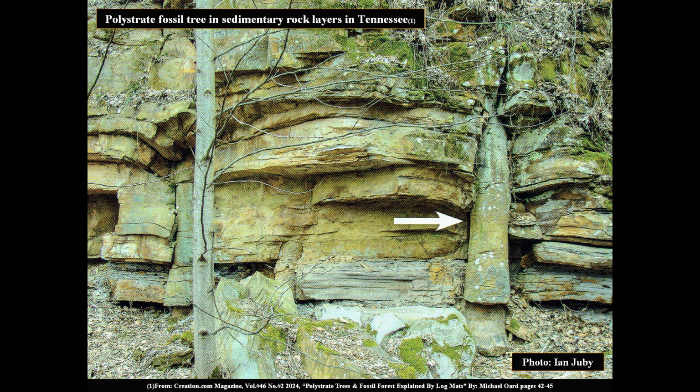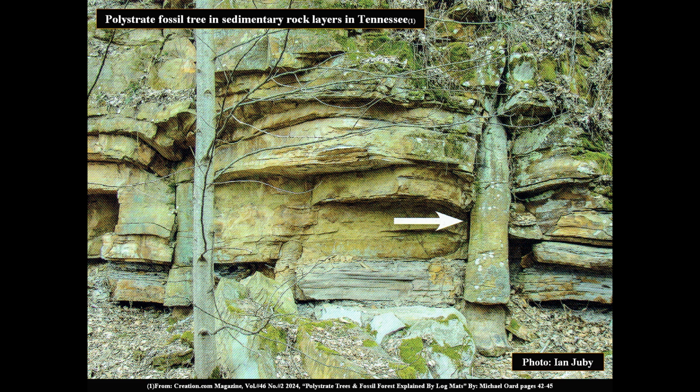Now, this is a polystrate fossil tree in sedimentary rock layers in Tennessee. I would love to go see this because I'm just one state over. If you look where that arrow is, it's kind of hard when you first see this picture, like, okay, where is it? And right there is where that tree is. And look at it, guys. When you look at this tree, you can see that it is going through different layers of strata.